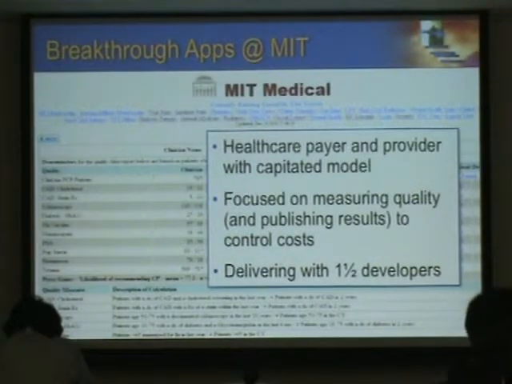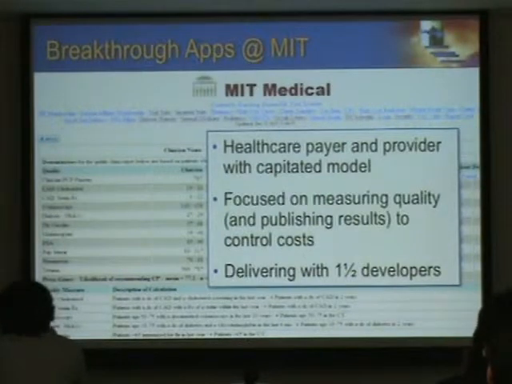And then with that, they expect, and they are seeing, that behavior will improve, and that the quality of care will improve, while the costs, hopefully, will continue to be contained. This is the dashboard that they use. These are some of the clinical indicators that they publish. All of this is built on Ensemble. But what's extraordinary about this is that one person full-time and another person part-time created this application and has helped MIT keep their medical costs down.